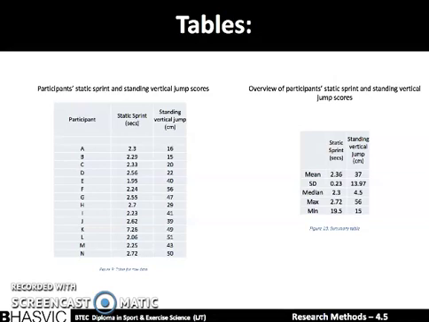You want to title your table so that you know what the table is about, whether it's relevant or not. You want to title each category, so I've put participants, static sprints, standing vertical jump in figure 9, and in figure 10 you can see I've put mean, standard deviation, median, max and minimum.